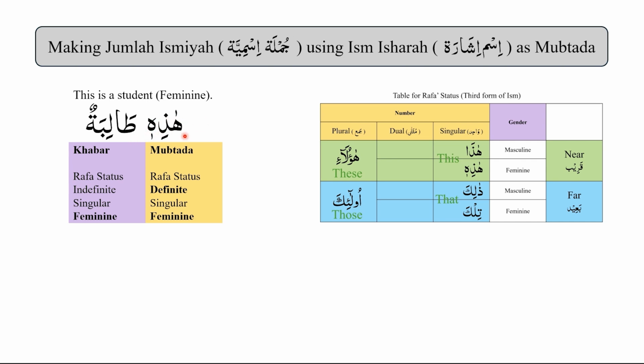Hazihi is the ism ishara. It is the demonstrative pronoun. It is rafa in status because it comes from the rafa table. It is definite in capacity and it is singular and feminine. Another example is hazihi muslimatun, which means this is a female Muslim.